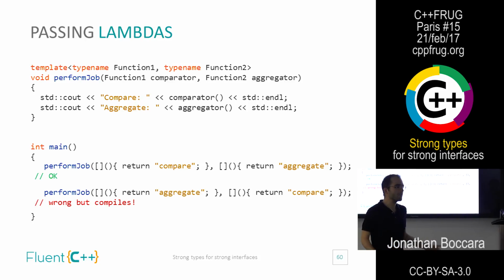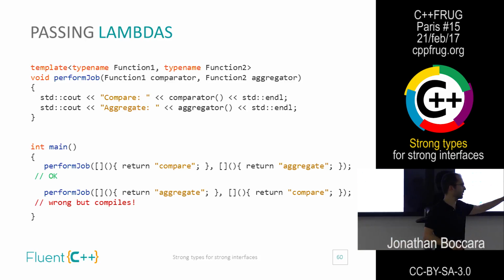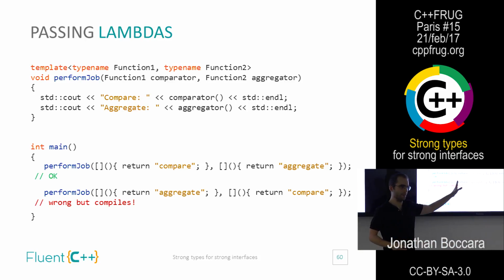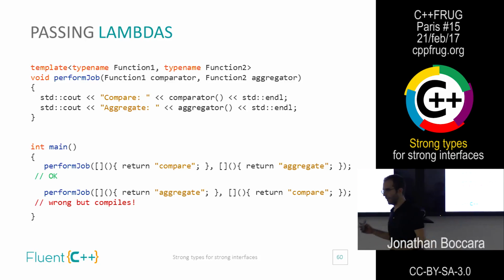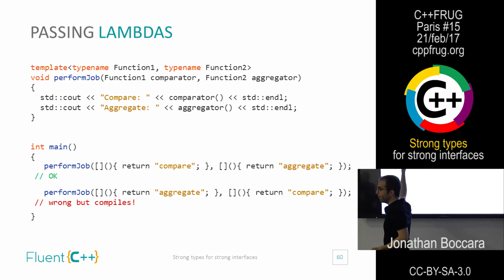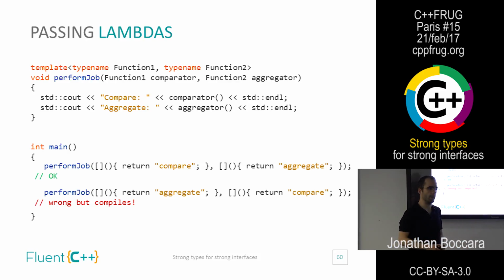Except I can swap them around, and that's not good at all because it compiles. Right? The compiler has no way of knowing that this should aggregate things and this should compare things. And they are just lambdas, and the template resolves with the type of lambdas, and that compiles. But that compiles and doesn't do the right thing.